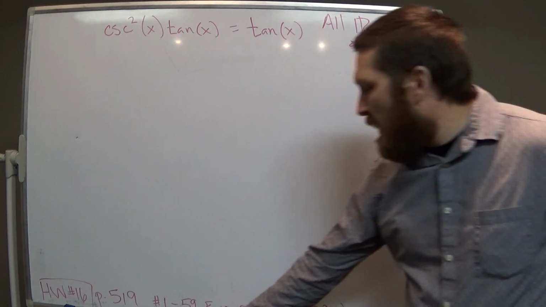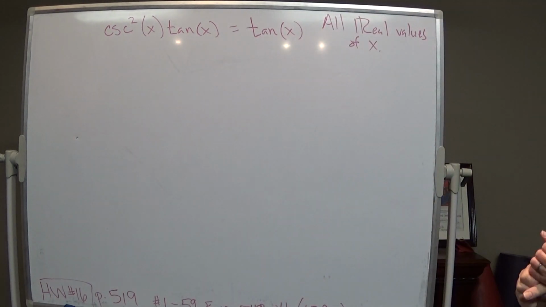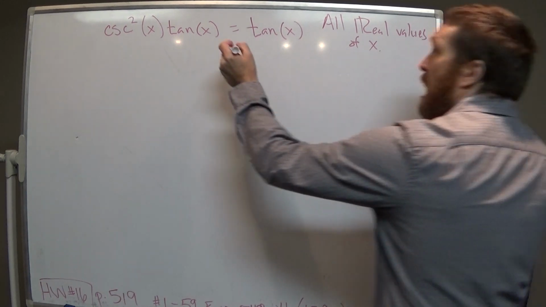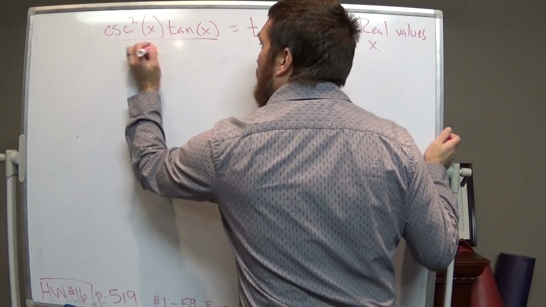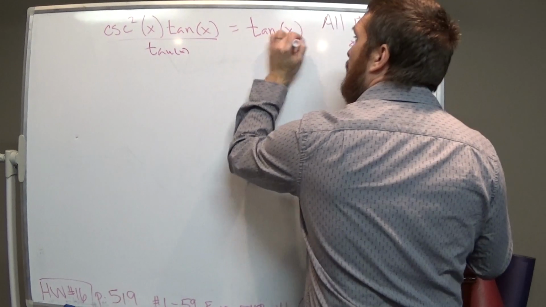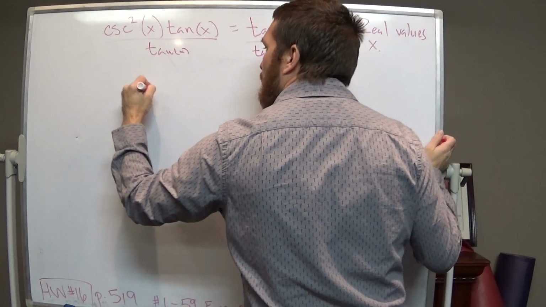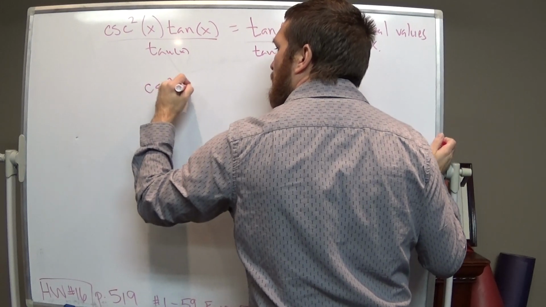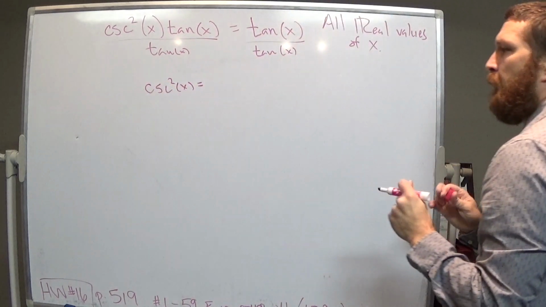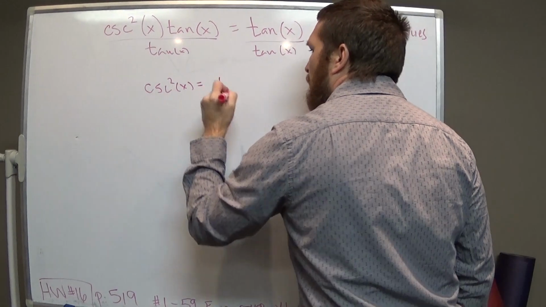And so what you're saying is one thing we could do to start off is divide both sides by tan. And you're right, we could do that. We could divide both sides by tan x. Those go away, and now we have cosecant squared x equals what? 1. Now what do we do?